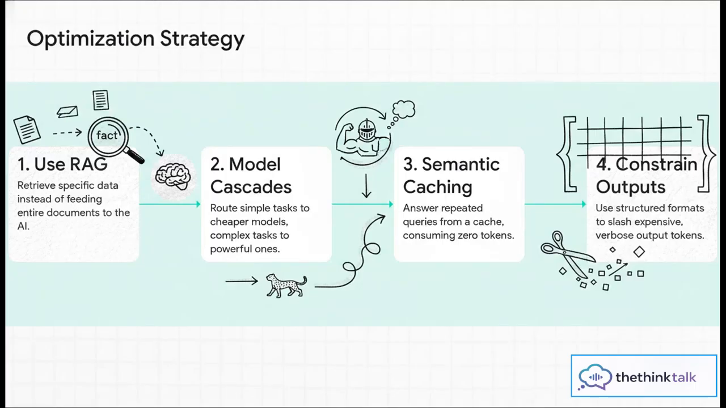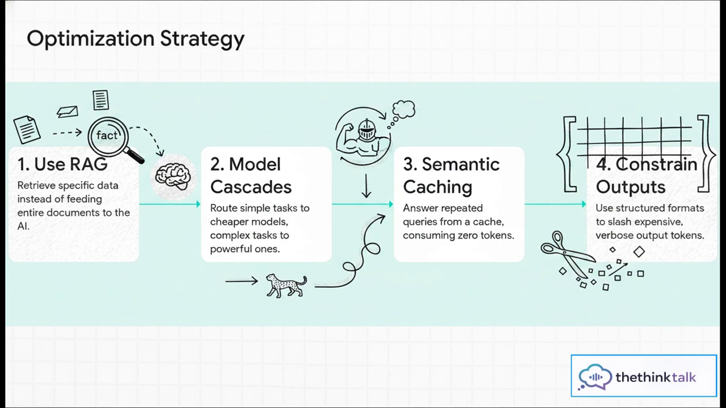Here are 4 really powerful strategies that can help you get way more bang for your buck. First, use RAG pipelines. It's a fancy term, but it just means instead of shoving a whole document at the AI, you intelligently pull out just the specific facts it needs. Second, try model cascades. This is smart. Use cheaper, faster AI models for the simple stuff, and you save the big, powerful, expensive ones for the really tough jobs.